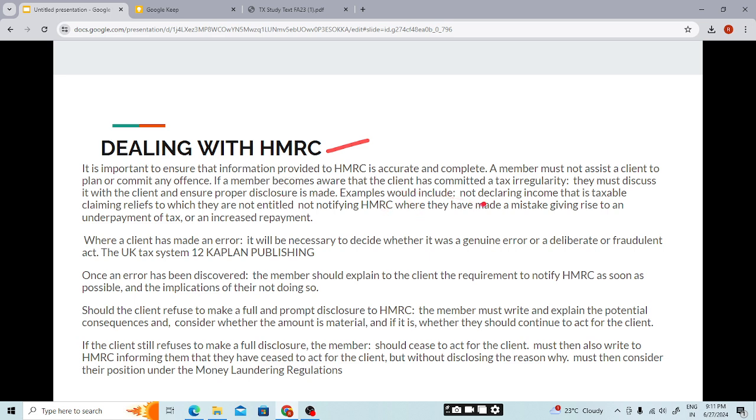Examples would include not declaring income that is taxable, claiming relief to which they are not entitled, not notifying HMRC where they have made a mistake, giving rise to an underpayment of the tax or an increased payment.